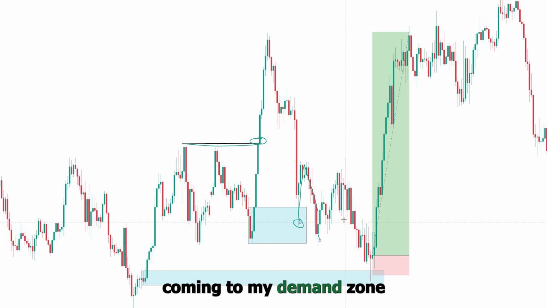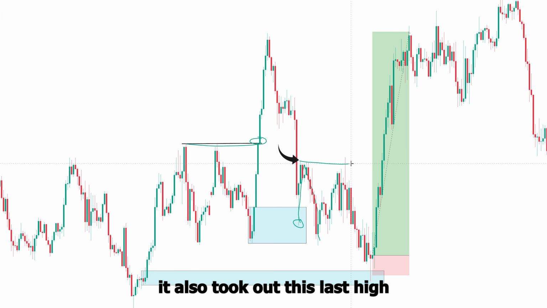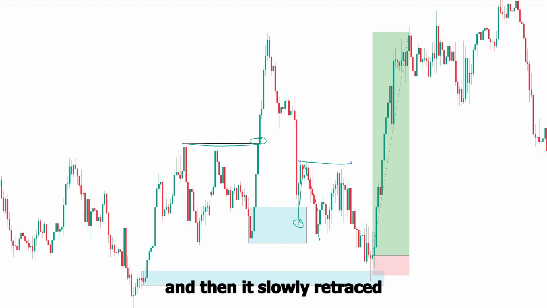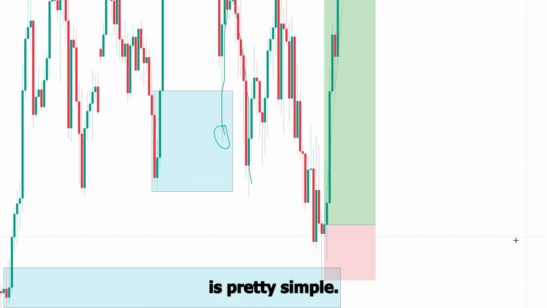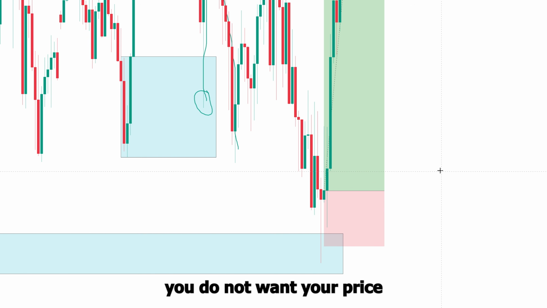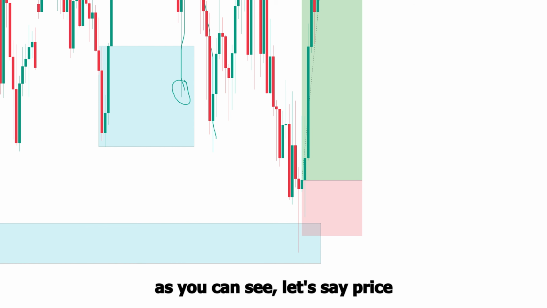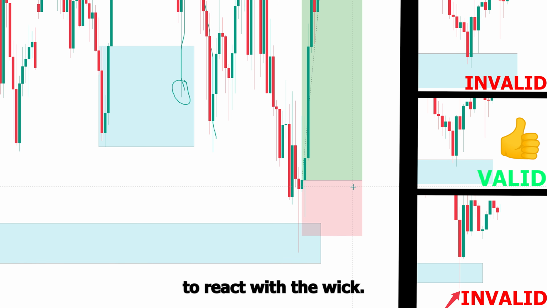And just before coming to my demand zone, it also took out this last high and then it slowly retraced to my demand zone. The entry on this trade is pretty simple. As you know, you do not want your price to go through the demand zone. As you can see, let's say price came down, closed, or went over here, it will be invalid. Okay, you do want price to react with the wick. You do not want price to close inside the zone or go through the zone. So keep that in mind.